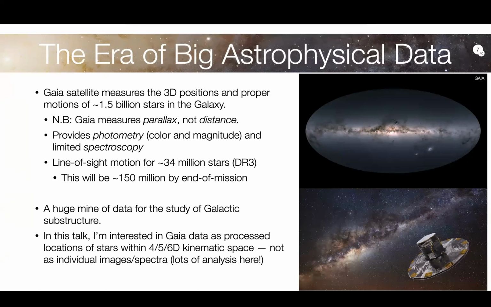5 dimensions if you have parallax, or 6 dimensions if you have the full 6D position and velocity structure of those stars. So I'm mostly interested in 6D for the ones that give you the line of sight. Right, so now you have just a map of stars around you as they move through the galaxy. And what can you do with that?